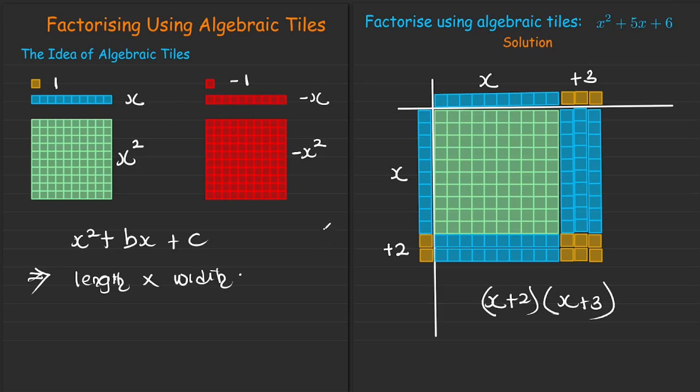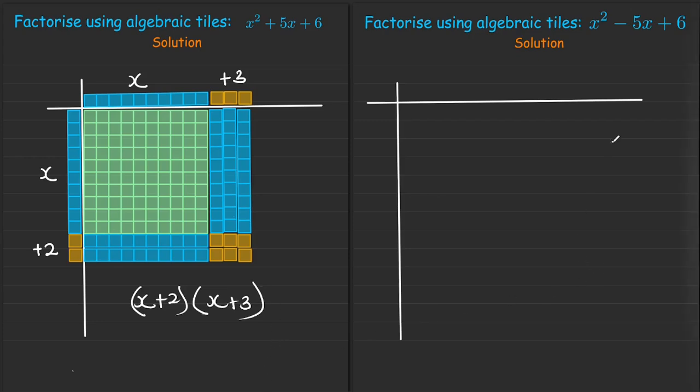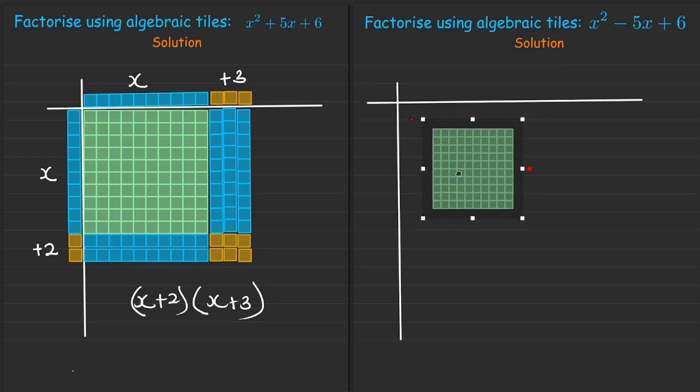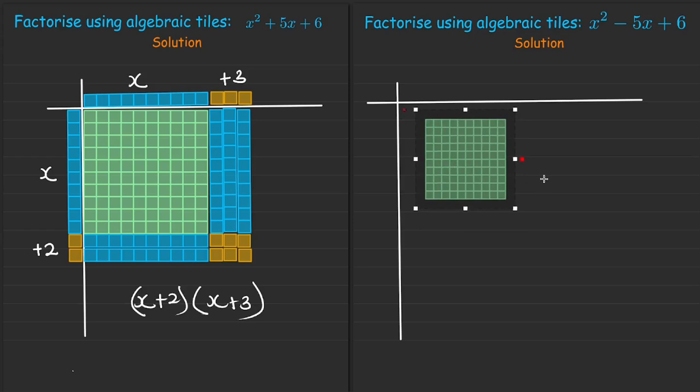So basically, this is how we use the tiles to work out factorization. Let's take a few more examples where we would encounter negative ones as well. So for this second example, we have x squared minus 5x plus 6, and we are still using the algebraic tiles. So we know x squared will represent one big cube. So that is going to be what we have here. This is for the x squared.